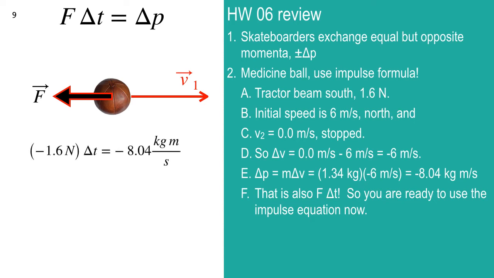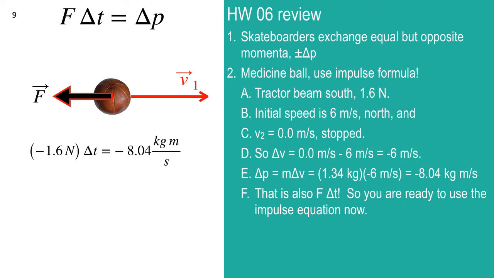Now you just plug stuff in. F is negative 1.6 newtons, southward, so negative 1.6. And delta T, that's what we're trying to figure out. That's my stopping time. And then negative 8.04. Does anybody verify me on that 8.04? You got it? Good. It's negative as well, because the change in the velocity is negative. So delta P is negative 8.04 kilogram meters per second.